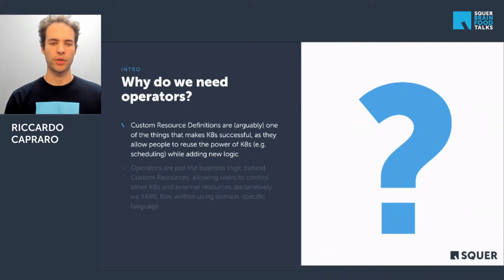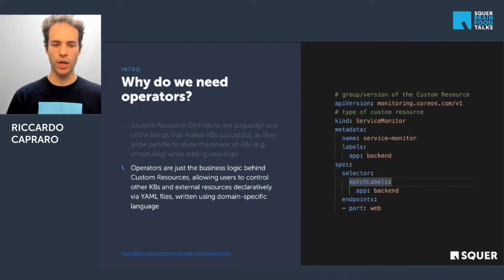Why do we need operators? Custom resource definitions are arguably one of the things that make Kubernetes successful, and you can use and reuse Kubernetes features like scaling or scheduling, and still be able to extend it with your custom logic with a domain-specific language. And this is very interesting.